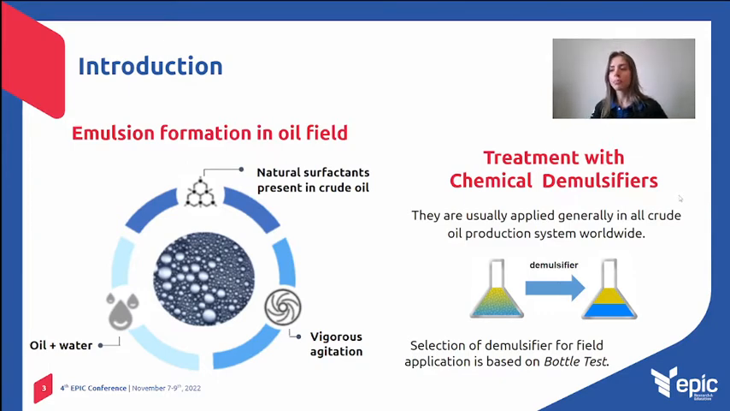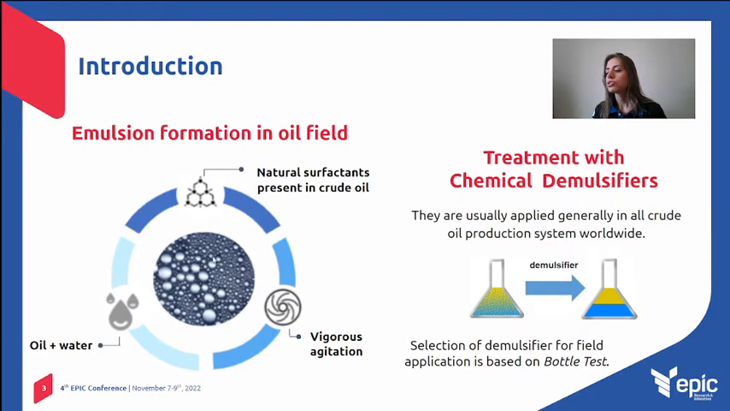Let's start talking about emulsion formation in the oil field. During oil production, oil and water are vigorously mixed when passed through some spots with high shear and high turbulence, like, for example, choke valves or centrifugal pumps, leading to emulsions which remain stable for a long time due to the presence of some natural surfactants like asphaltenes, resins, or naphthenic acids naturally present in crude oil.